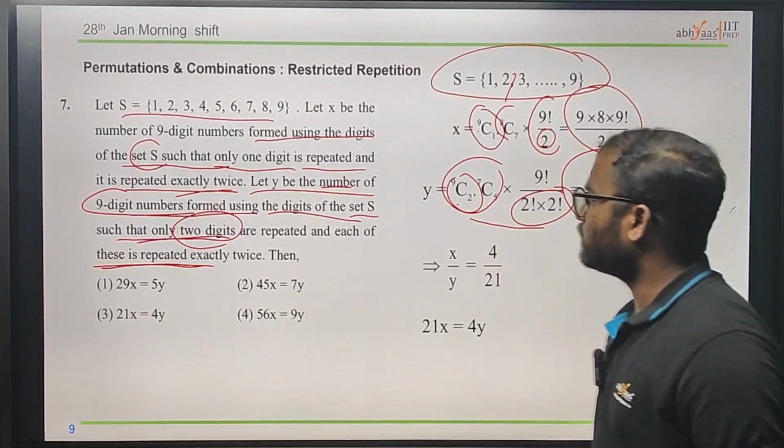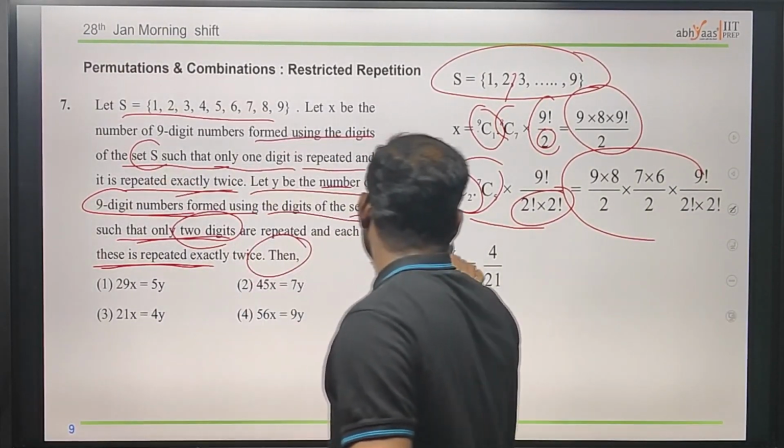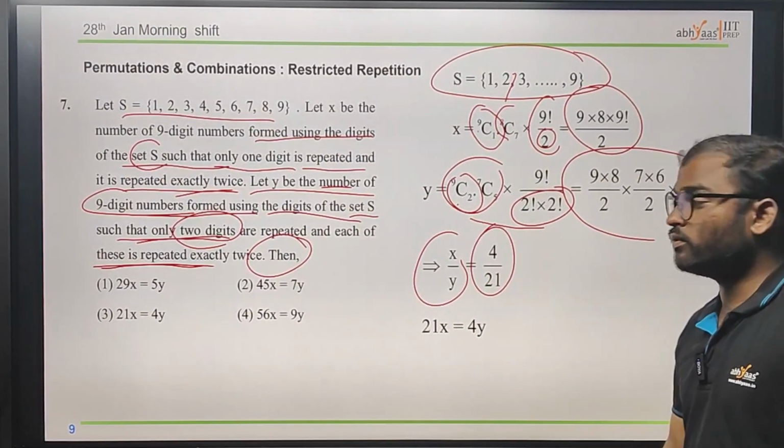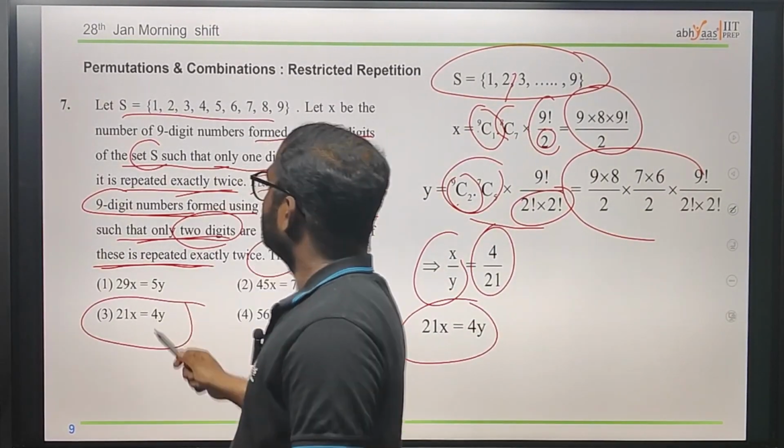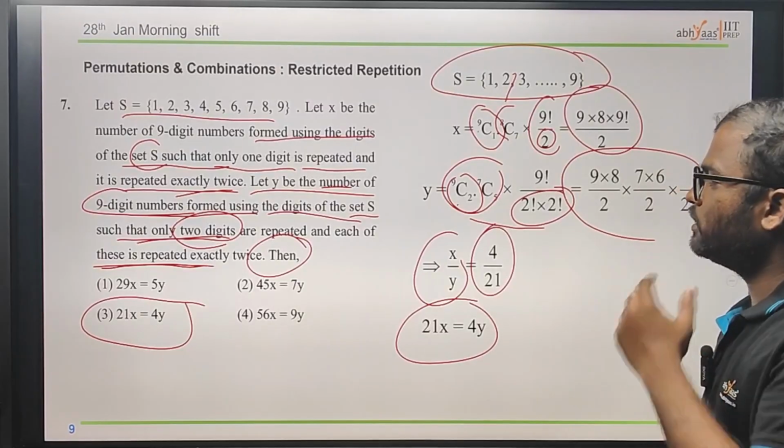Now just taking the ratio, x by y will be 4 by 21, therefore 21x is equal to 4y. We are just taking the ratio of that. That's how we can solve this one.